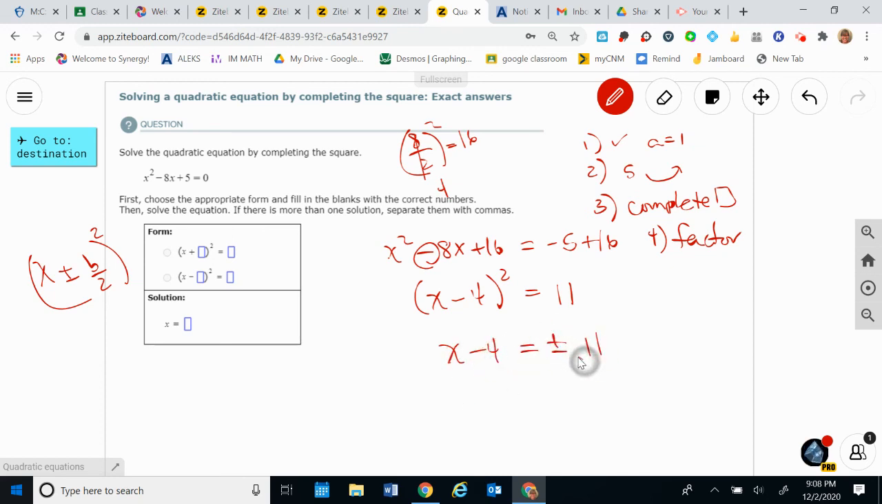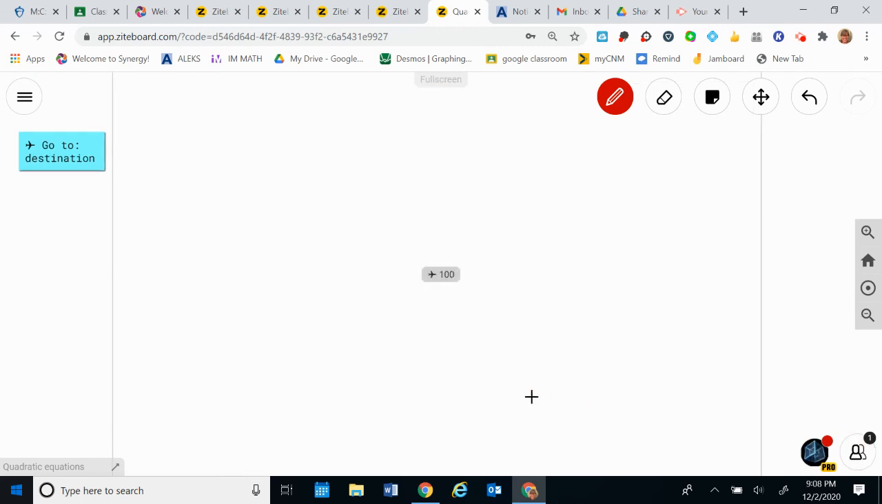And then move the 4 over: 4 plus square root of 11, or 4 minus the square root of 11. And I believe we are leaving it as an exact answer. See, when it says exact, it means leave it like this. But if you were graphing this, you would actually plug that into a calculator and get the decimal. And I believe that's it for this particular video.